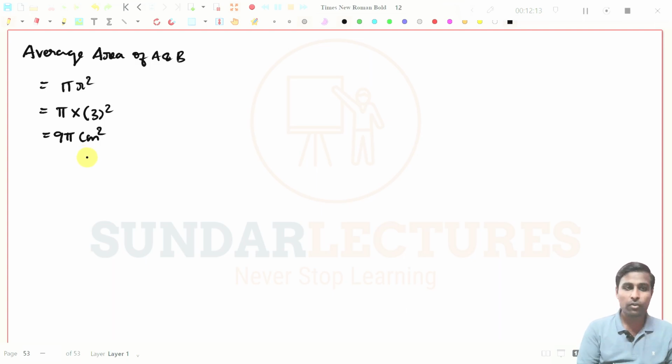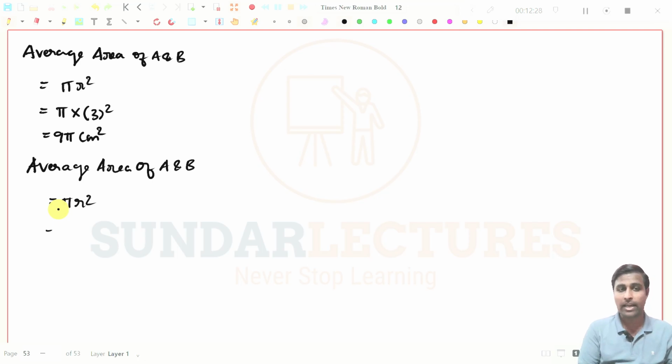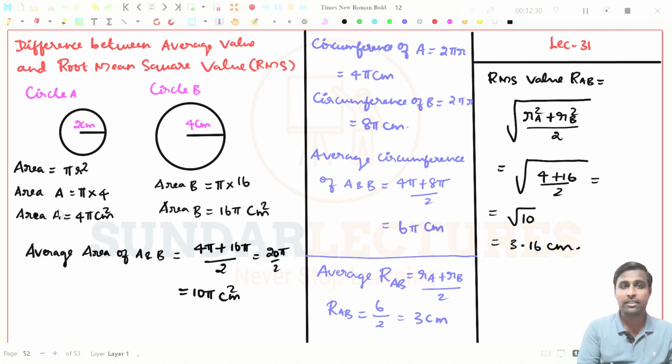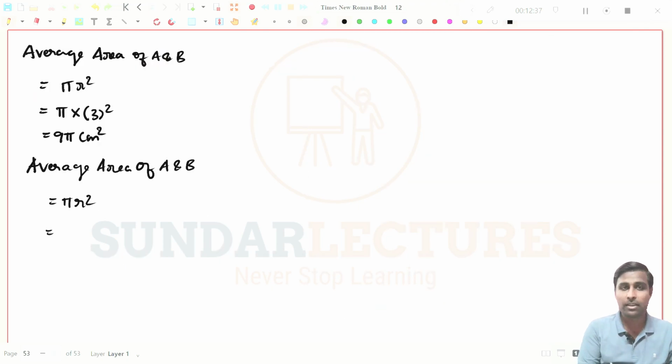So we will find the average area of A and B by the RMS value. You see pi r square, instead of this R, I am going to substitute the RMS value now. So if I substitute the RMS value, pi into square root of 10 the whole square, right? So the square root and square will cancel each other.